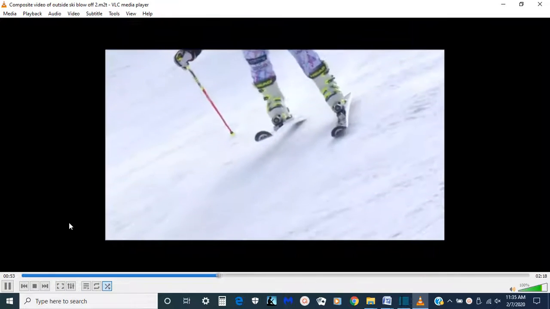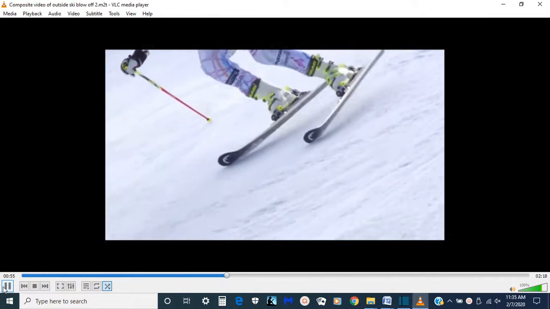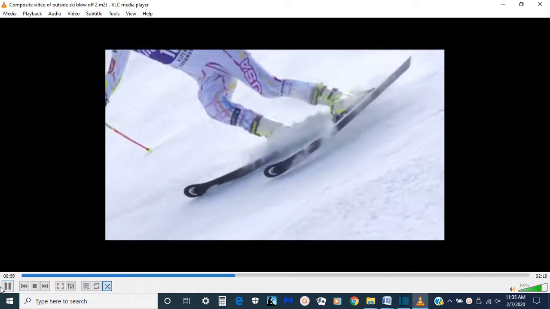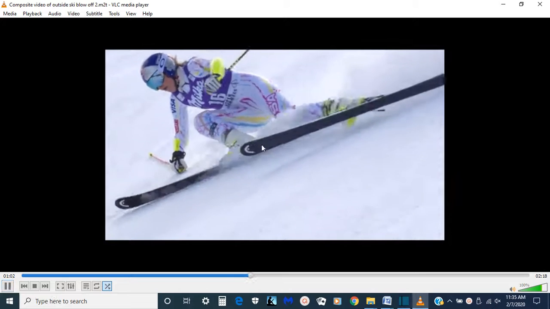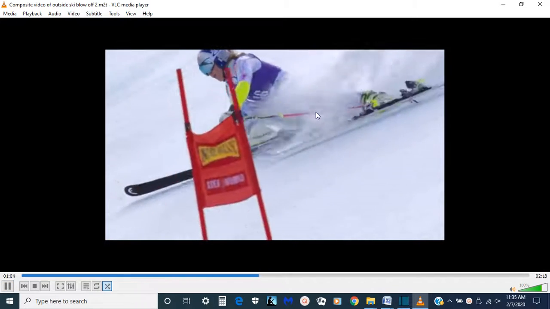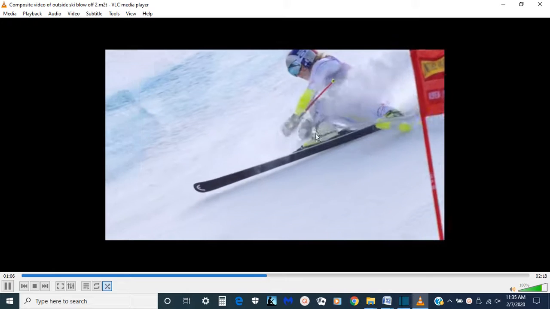All right. No weight on that outside ski. She's leaning in, outside arm raised high, right? See that ski popping around, flopping around violently? When that happens, that ski blows off.